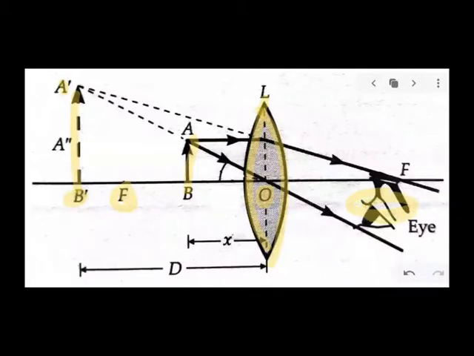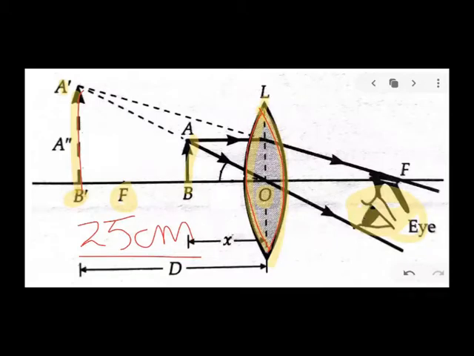Now, since our normal human eye can see clearly at a distance of 25 centimeter, we will adjust our lens in such a manner that the final image A dash B dash is formed at a distance of 25 centimeter, which is capital D, or you can say capital D is the least distance of distinct vision.